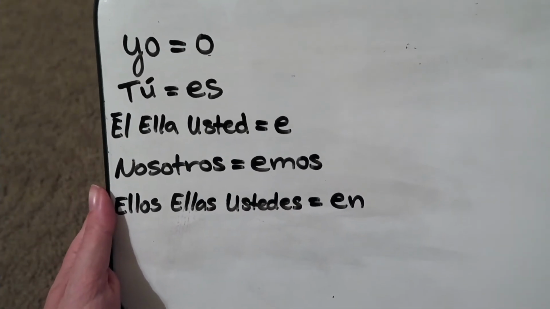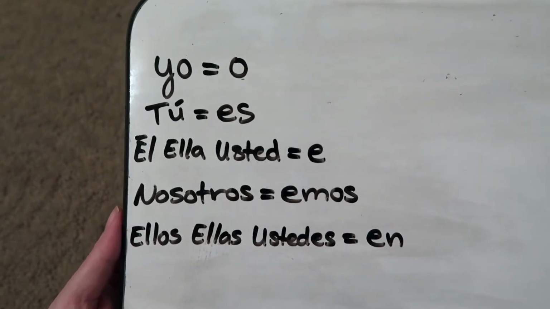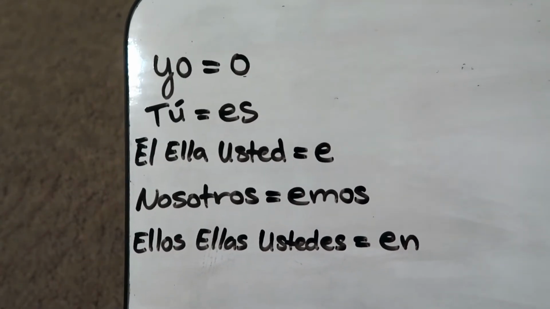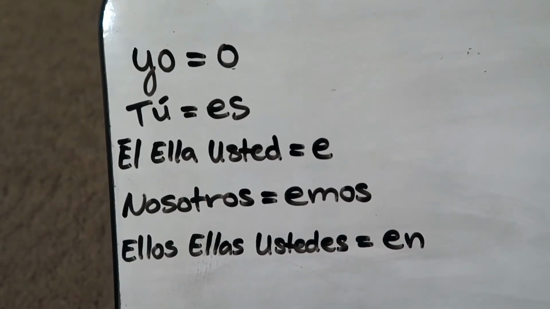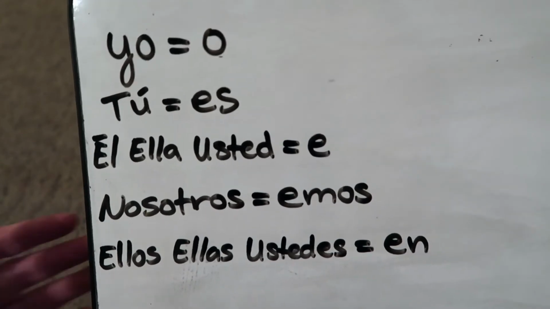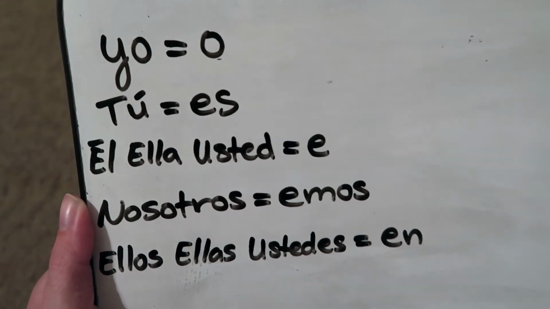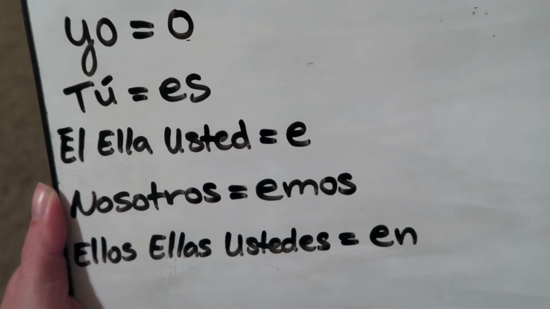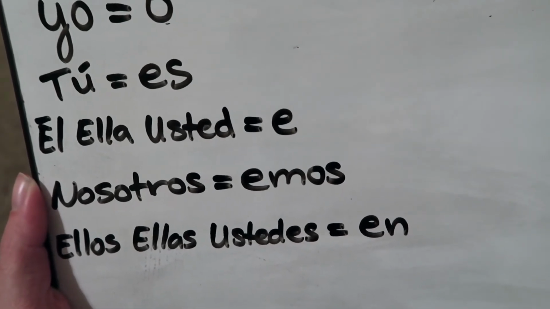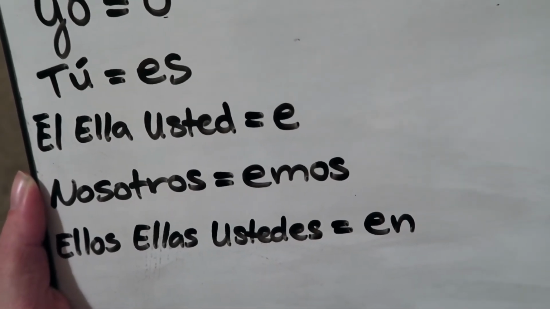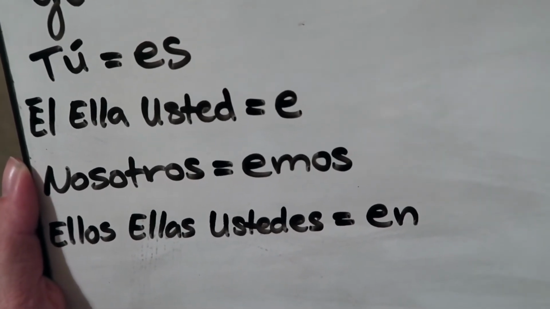For ER verbs, you're going to use these endings as well as for IR verbs. For yo, there's still going to be an O in the yo form. For tú, which is the you familiar form, it's going to be ES. For él, ella, usted, it's going to be E. For nosotros, it's going to be emos, which is EMOS. For ellos, ellas, ustedes, it's going to be en.